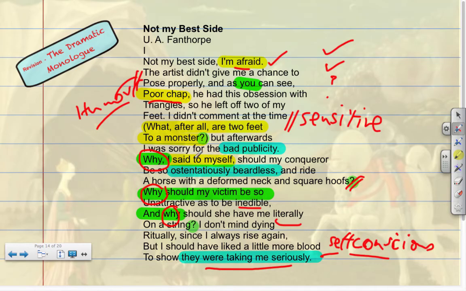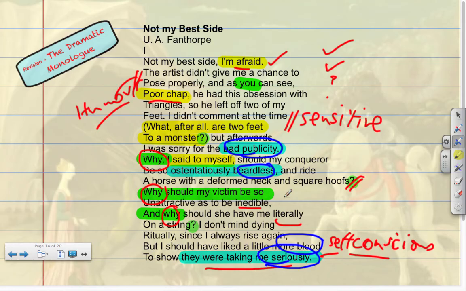Is there something that the dragon is trying to portray that is at odds with what he does actually portray? Now, what I would say about that is he's trying to show that he's casual and doesn't actually mind his presentation, but the words and phrases he uses show he clearly does. He talks about how his conqueror is beardless and too young. He talks about bad publicity. He talks about being taken seriously. He wants more blood. So we know that he's really, truly upset by his presentation.